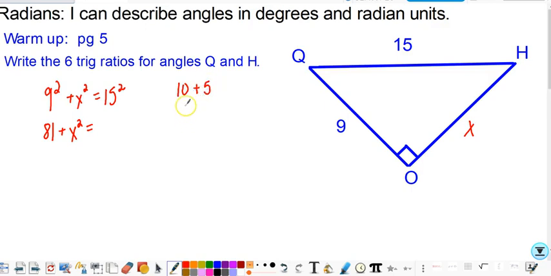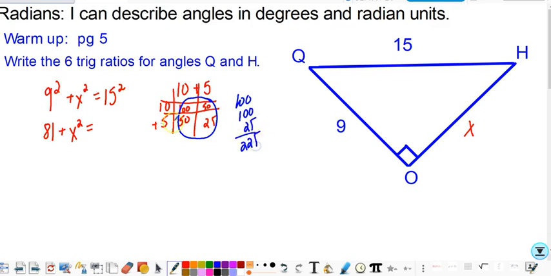is 10 plus 5 times 10 plus 5. We'll use the area model. That's 100. 5 times 10 is 50. 10 times 5 is 50. 5 times 5 is 25. So when I add all of those up here, that's 100 plus 100 plus 25 for a grand total of 225.